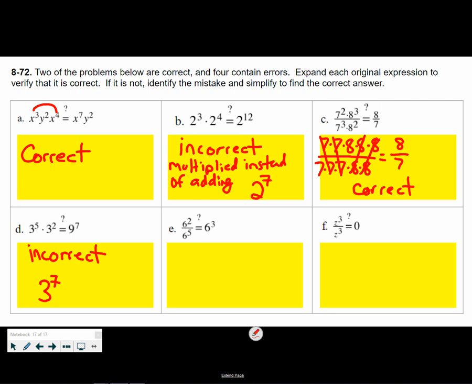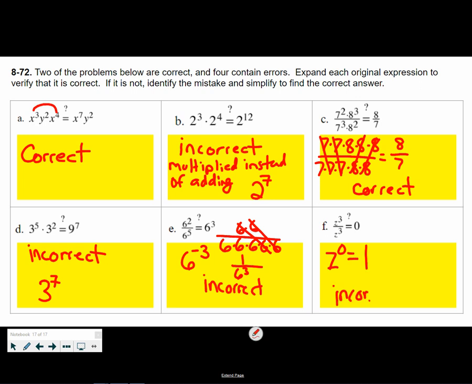For this one, they did 2 minus 5 is positive 3. It's actually 6 to the negative 3, which is incorrect. Or if we had written it out, we could have said it's 1 over 6 to the 3rd power. For this one, you get 0, so it's z to the 0 power, which actually equals 1. Anything raised to the 0 power is 1, so it was incorrect.